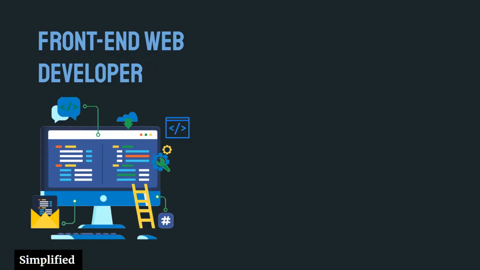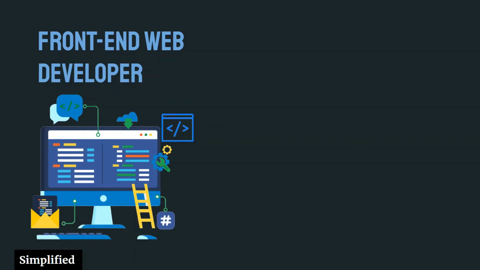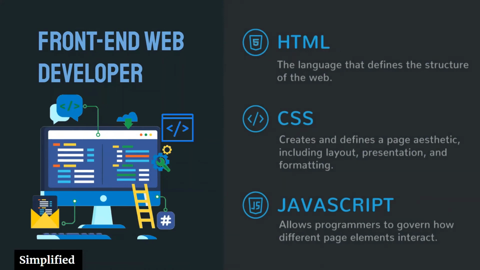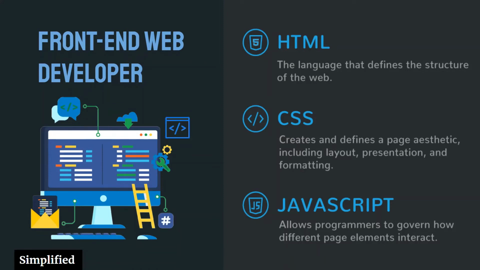First, front-end web developer. A front-end web developer is someone who takes a client or design team's website design and writes the code needed to implement it on the web. A decent front-end web developer will be fluent in at least 3 programming languages. First, HTML. Second, CSS. Third, JavaScript.